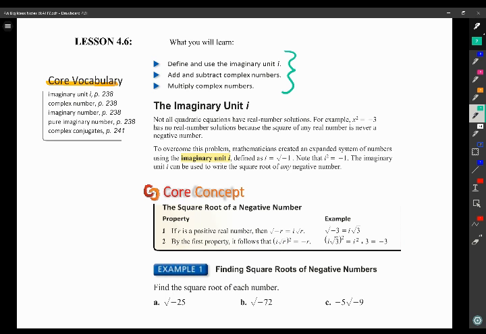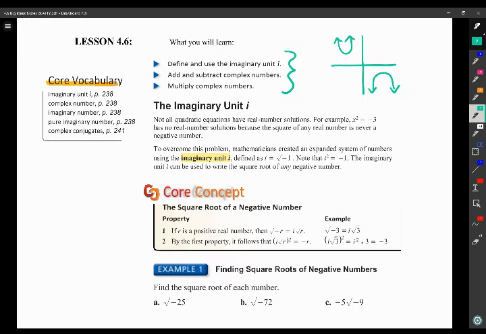So not all quadratic equations have real number solutions. And we talked about how when you graph, and we couldn't factor, sometimes your parabola is above the x-axis, which means there's no roots or zeros, or if it was below the x-axis, there were no roots or zeros. And we talked about how that may play out when we start solving quadratic equations, which is what we're going to do right now.